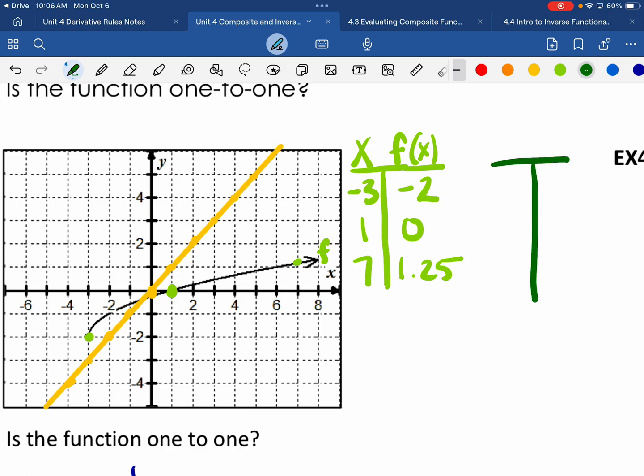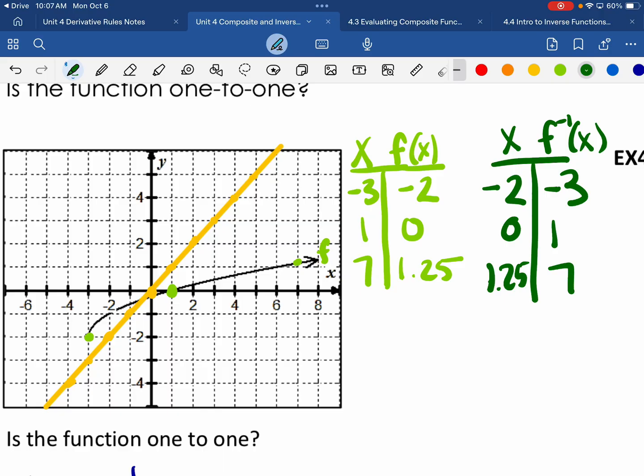Now, if I want to come up with a table for the inverse graph, what am I going to do with these points? Flip them. Yes, flip them. So -2, -3 would be a point on the inverse. 0, 1 would be a point on the inverse. And then 1.25, 7 would be a point on the inverse.